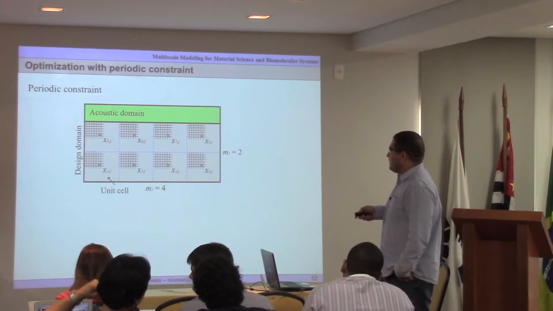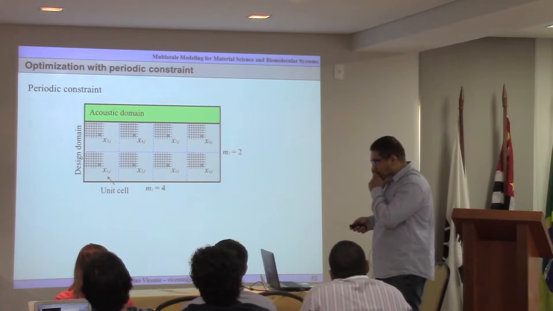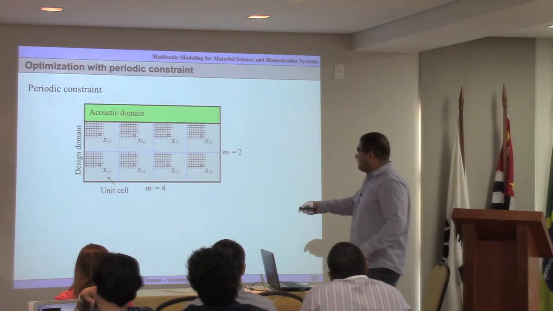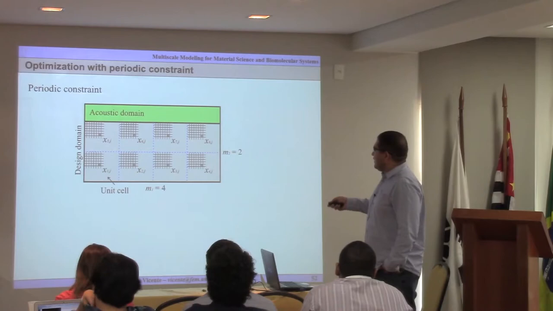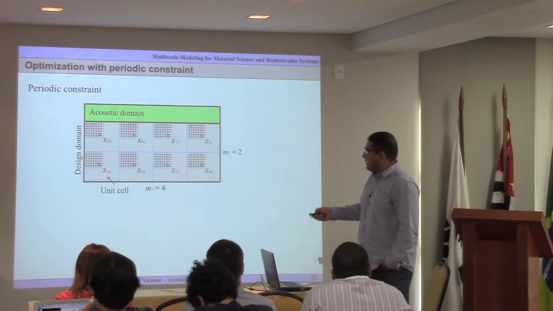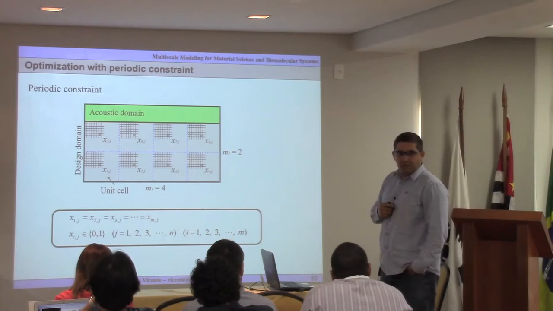Now we are optimizing the fluid structure system, but considering the periodic constraint. So now we want to find the best topology for this domain, but imposing some periodic constraint. So I should divide our domain into a certain number of unit cells and say that the topology in each unit cell should have the same properties. So we impose that constraint in our system.